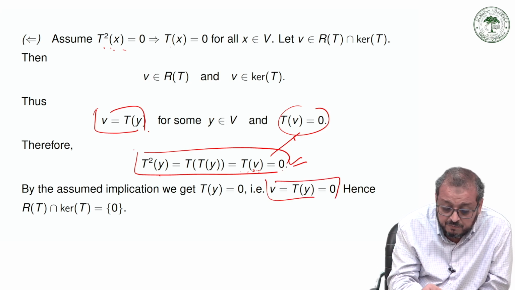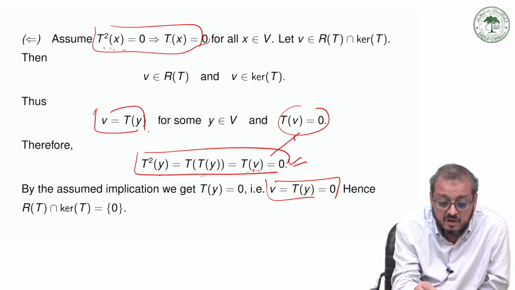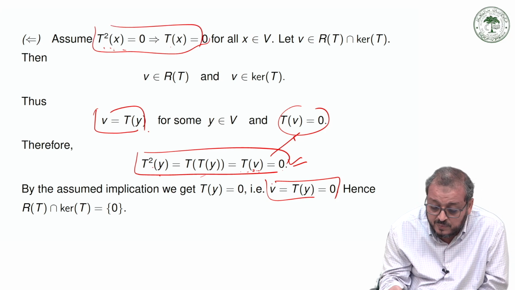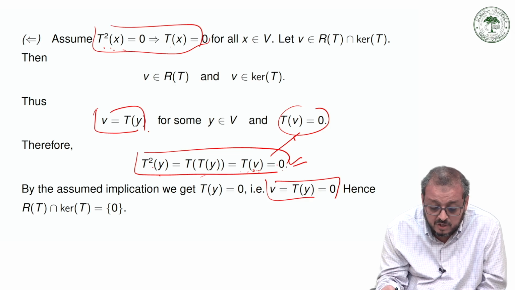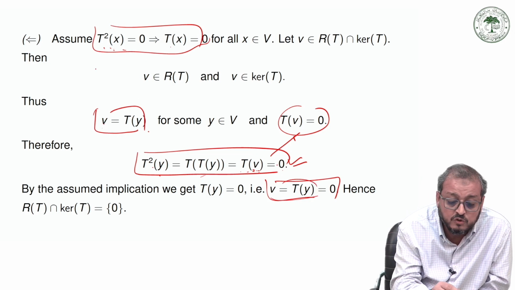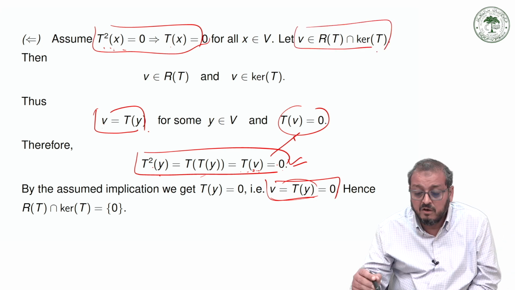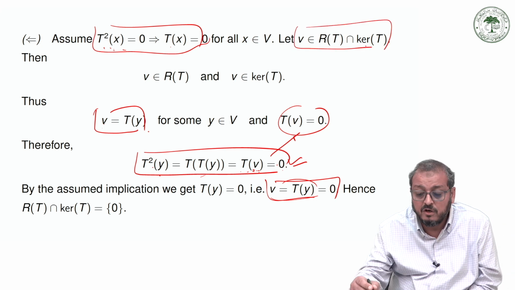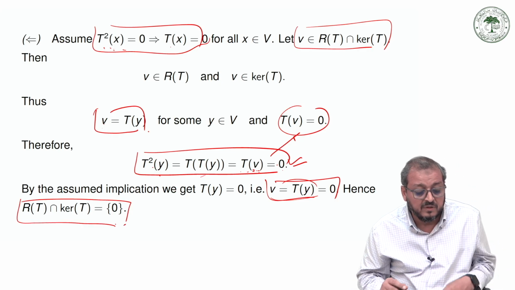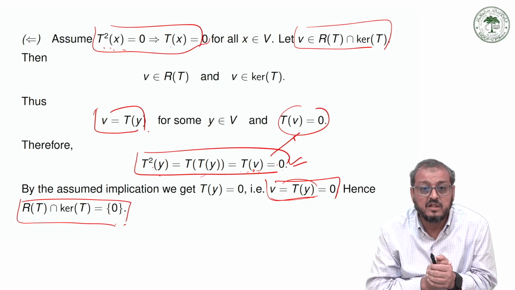Because we have the given condition that T square y is equal to 0 means T of y is 0, so this implies T of y is 0, that is v is equal to 0. And we chose v from the range of T intersection the kernel of T. So that means we have shown that the range of T intersection the kernel of T is equal to 0. So this completes the proof of this problem also.